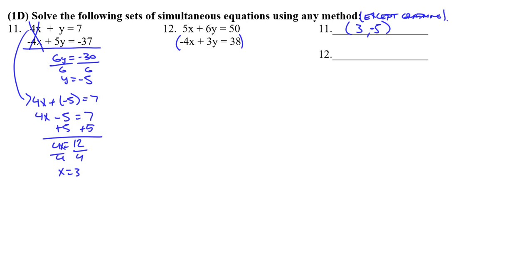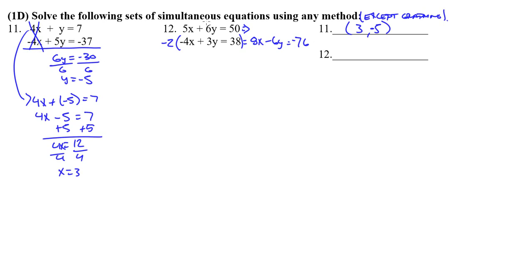So the opposite of 6 would be negative 6. So we say 3 times what gives me negative 6? Negative 2. Perfect. And then we just multiply that through. Negative 2 times negative 4x is positive 8x. Negative 2 times 3y is negative 6y. Negative 2 times 38 is negative 76, I believe, right?